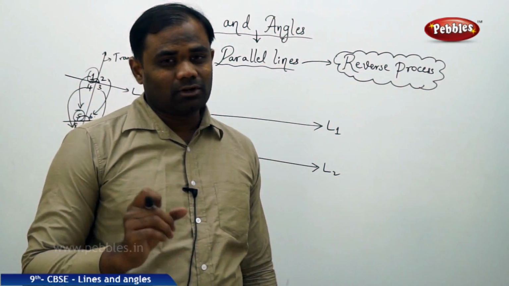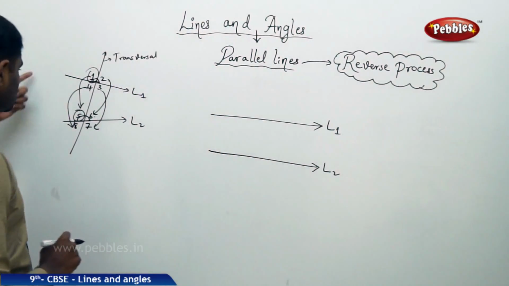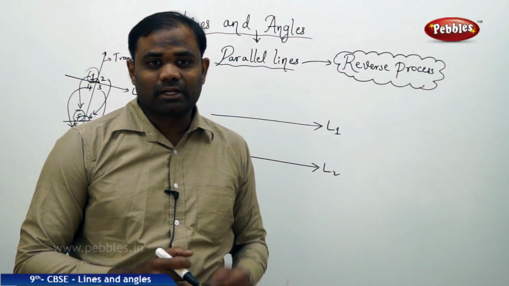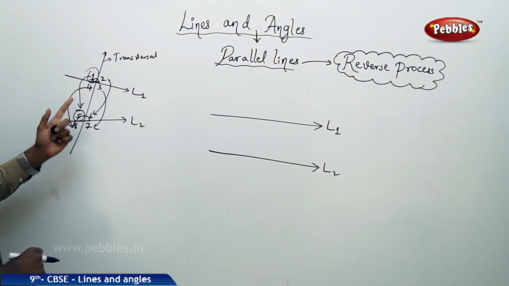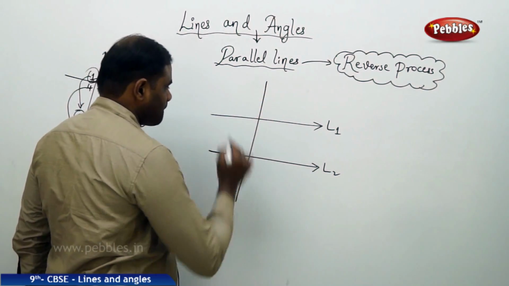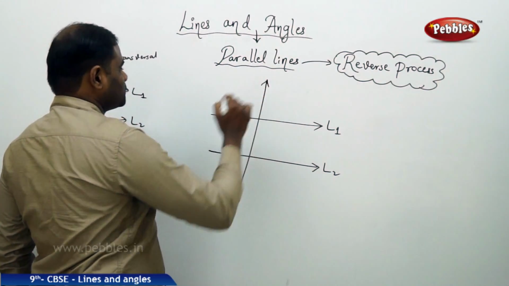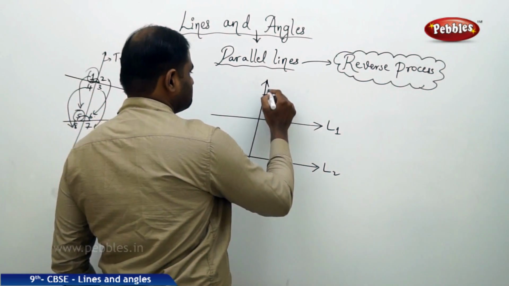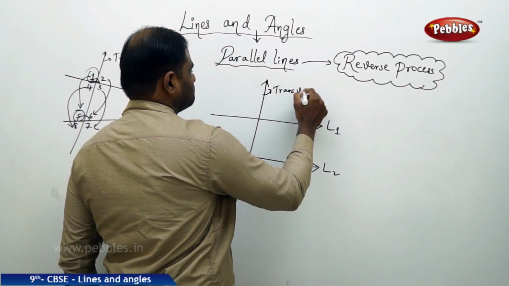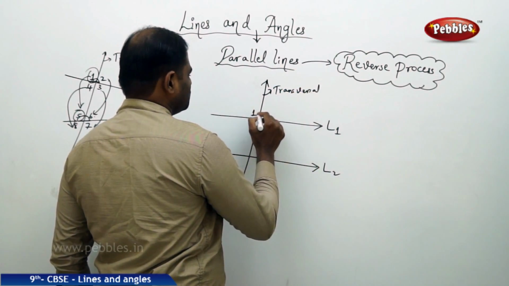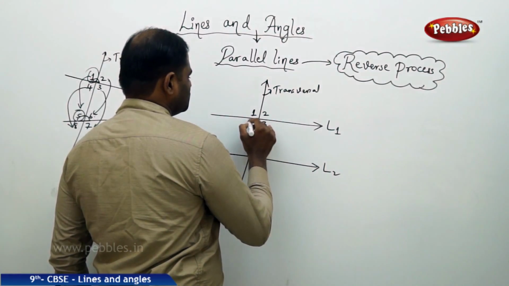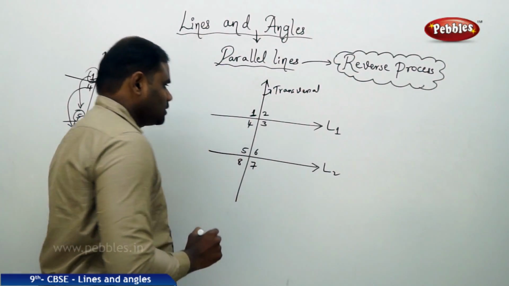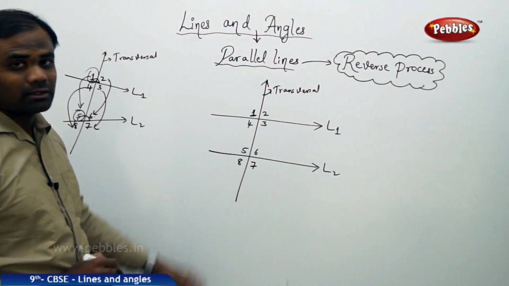If the angles are not equal, then we can say that if the lines are not parallel, their corresponding angles are not equal. If the corresponding angles are equal, then let's take the case where the corresponding angles are equal. So here 1, 2, 3 and 4, 5, 6, 7 and 8. So let's take the case where the corresponding angles are equal.